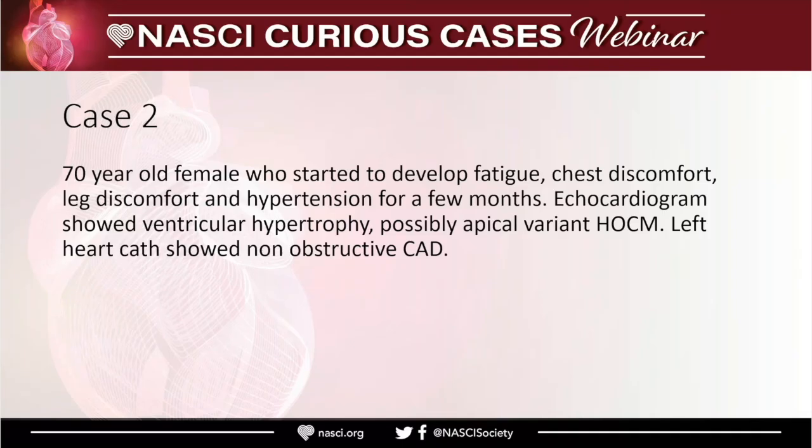All right, so we move on to the next case, and this was a case of a 70-year-old lady who started to develop fatigue, chest discomfort, and leg discomfort, and had hypertension for a few months. On echocardiogram they saw ventricular hypertrophy with possibility of apical variant HCM, and the patient also underwent a left heart cath that showed there was no obstructive CAD.